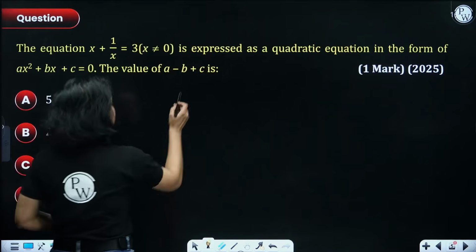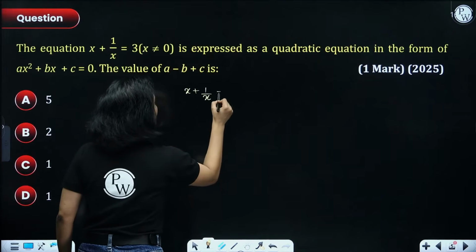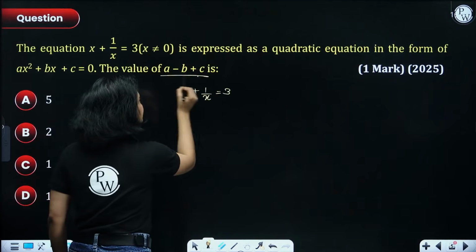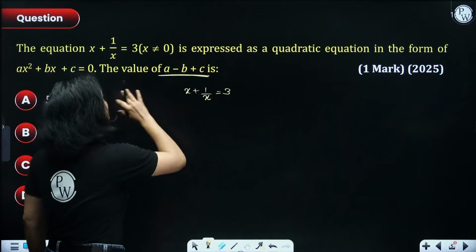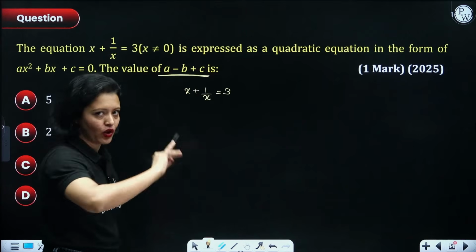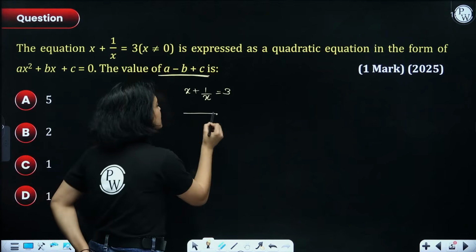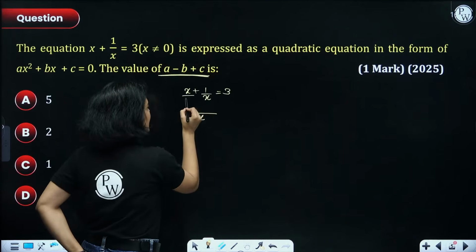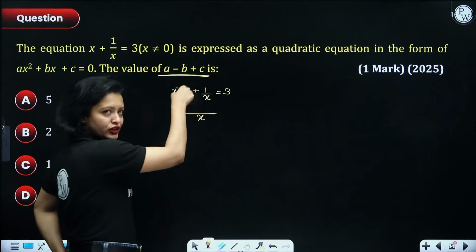What they are saying is that this equation here, express it in standard form and figure out the values of a, b and c, and then finally you have to tell what is a minus b plus c. Okay. So let's simplify this first of all. So what would be step number 1? Step number 1 would be making the denominator same, right? So here I'll make the denominator same. So for that I'll have to multiply and divide by x on both the sides for the first term.